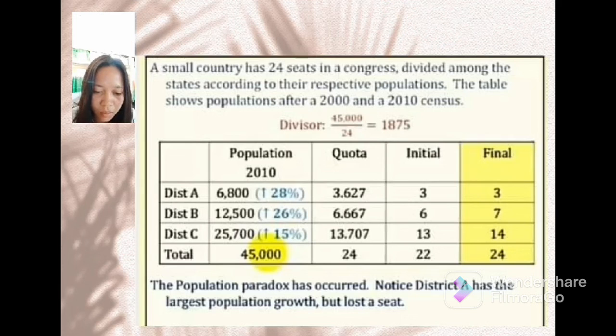The total population in 2010 is 45,000 and the total quota is 24. The initial is 22 and the final is 24. The population paradox has occurred. Notice, State A has the largest population growth but lost a seat.